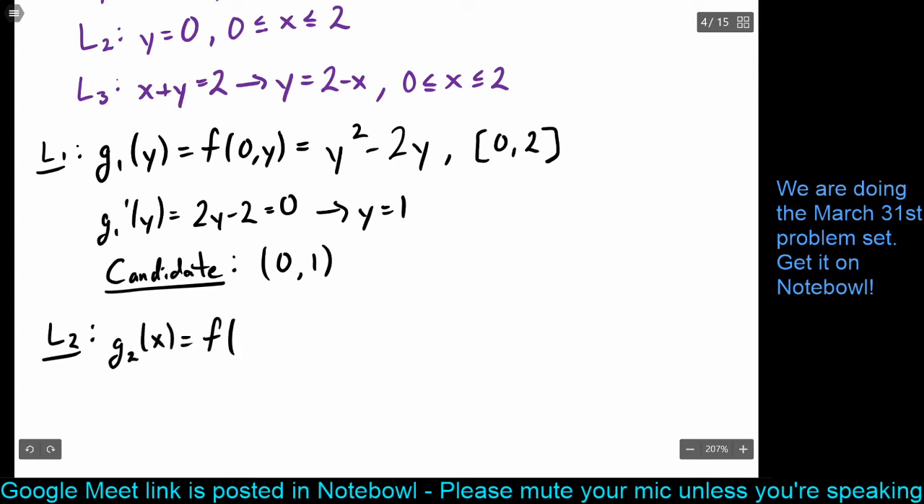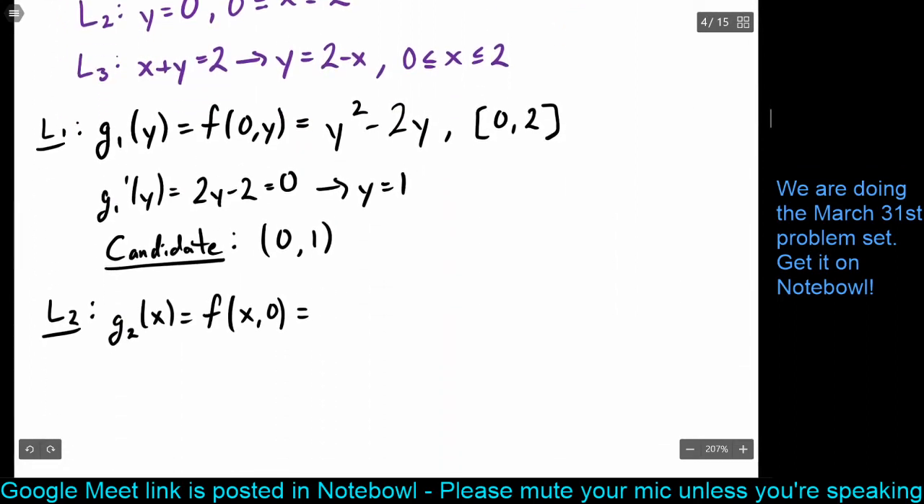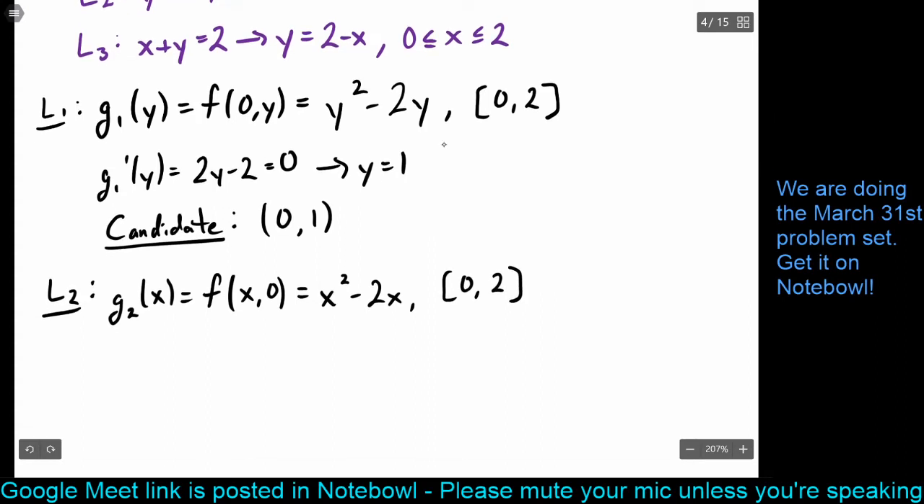I'm going to plug in the 0 for y. So I have x comma 0. And let's see, this will be x squared minus 2x. And again, from 0 to 2. I need to make sure this number I find is inside this interval. If I ever get a number outside of that interval, remember, we don't bother counting it.